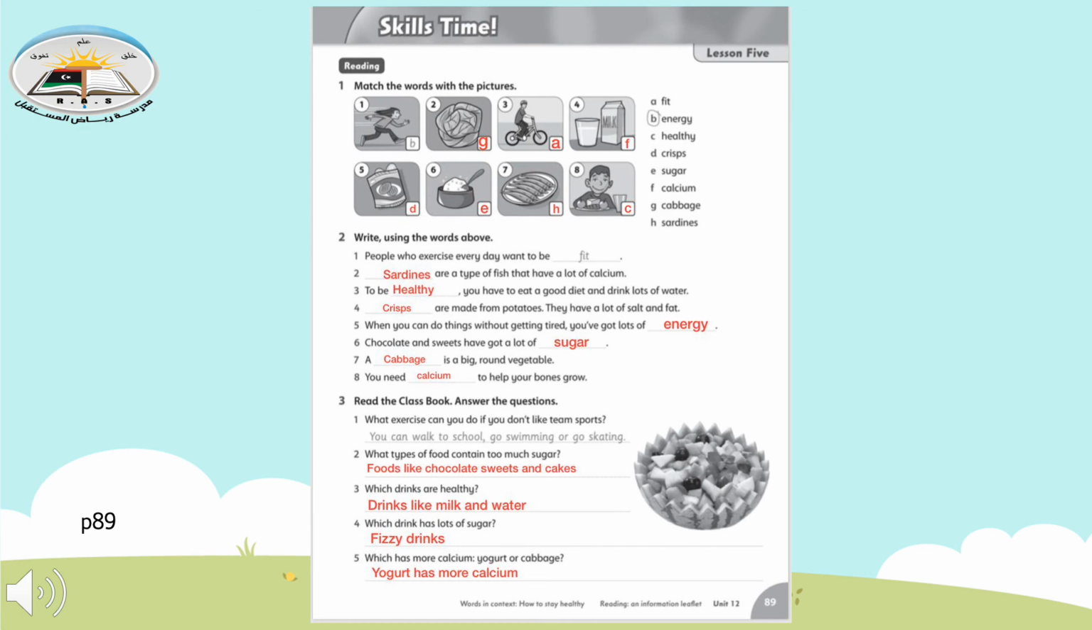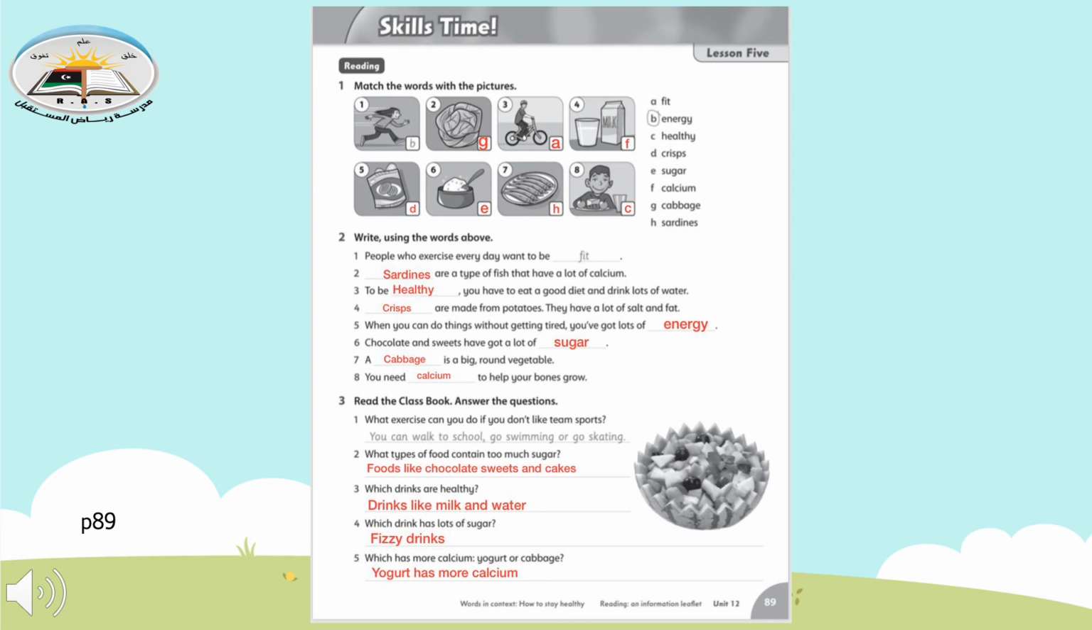Number 5. When you can do things without getting tired, you have got lots of energy. The answer is energy. Number 6. Chocolate and sweets have got lots of sugar.